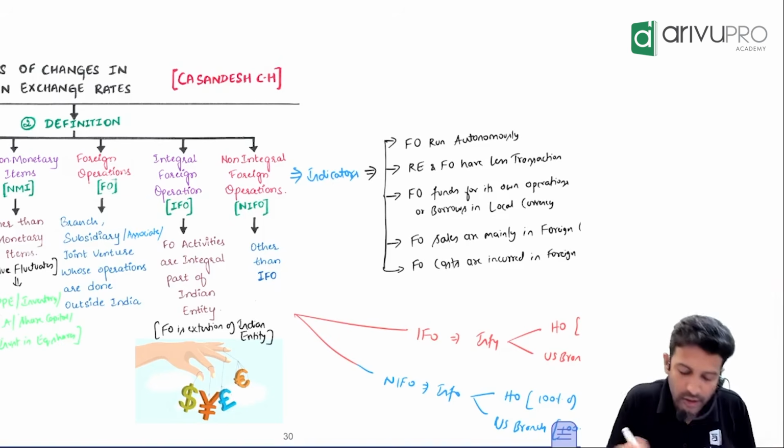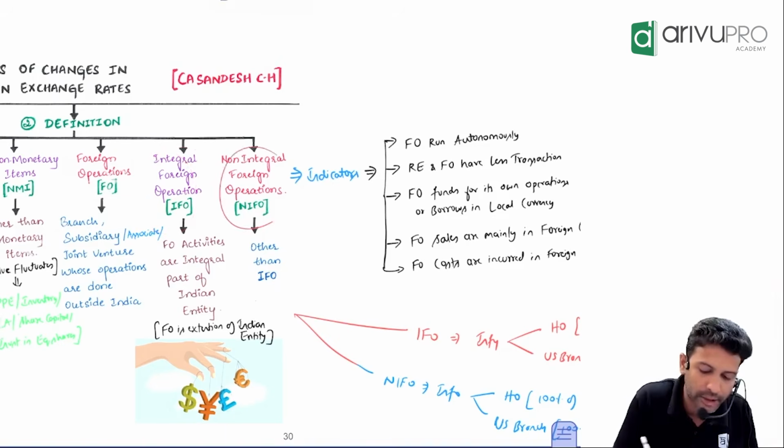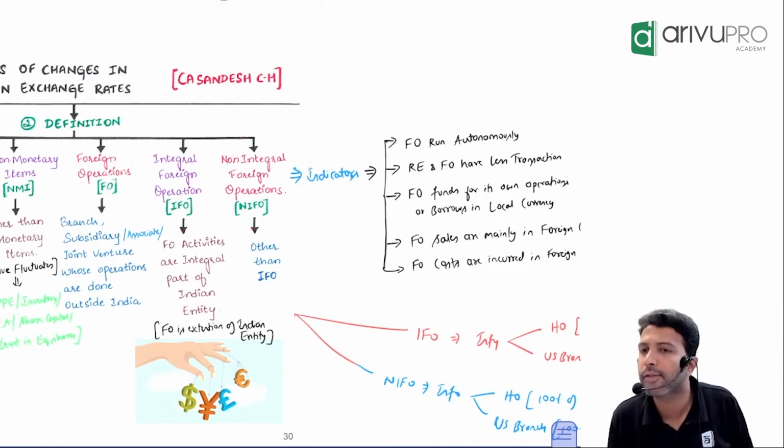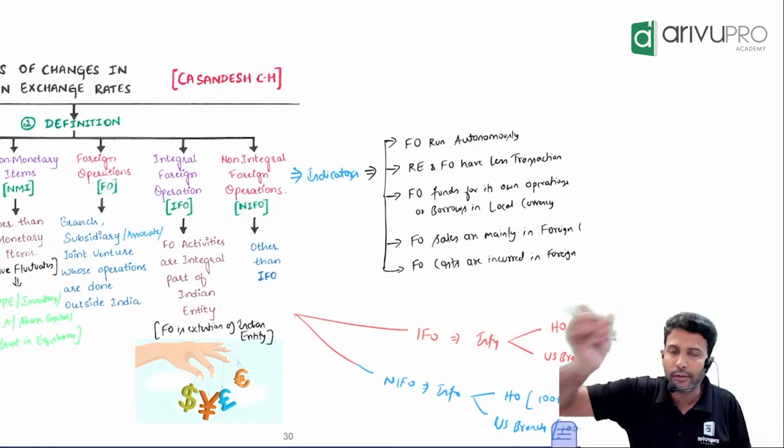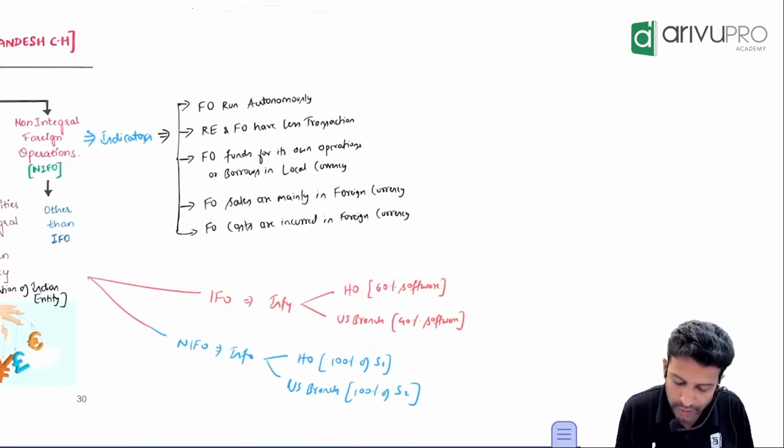Something which is not an integral foreign operation becomes what? Non-integral foreign operation. Like the Indian Infosys entity is developing software number 1.